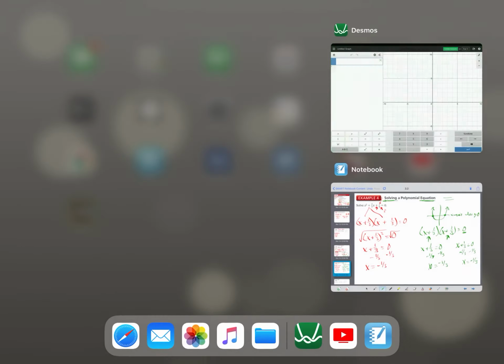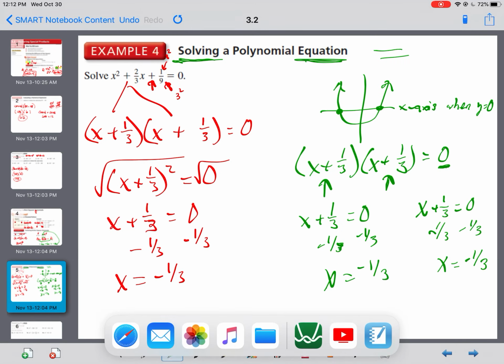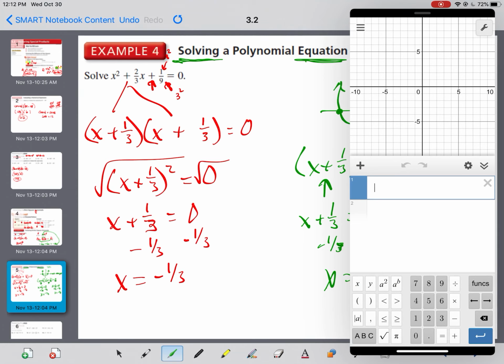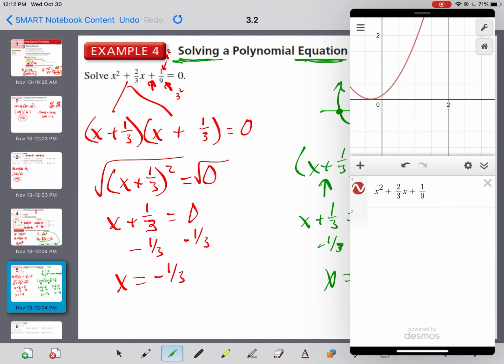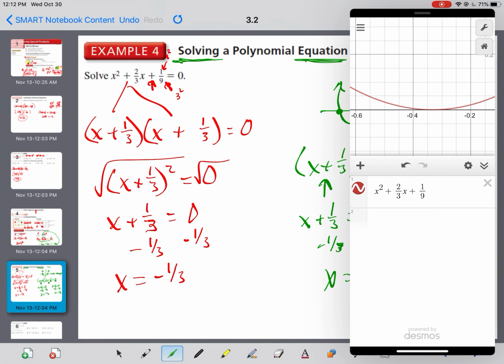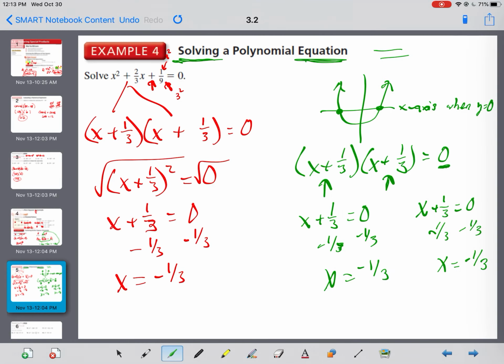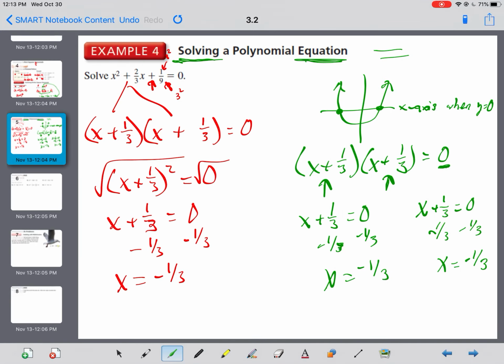We can even go to Desmos. That's not what I wanted to do. I actually wanted just to bring it up only slightly. Okay, and we can type in x squared plus 2/3 x plus 1/9. Then we zoom in, and we go, okay, where is it touching? It only touches at one spot, and it's negative 0.333333. You should know that's 1/3 when 3 repeats. So you can do it graphically as well.